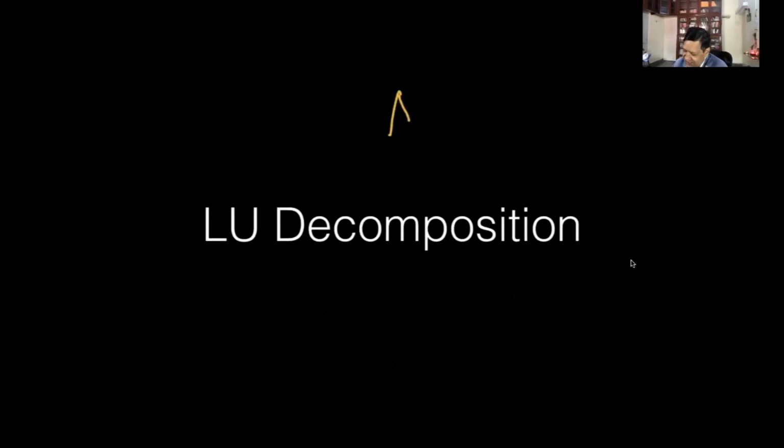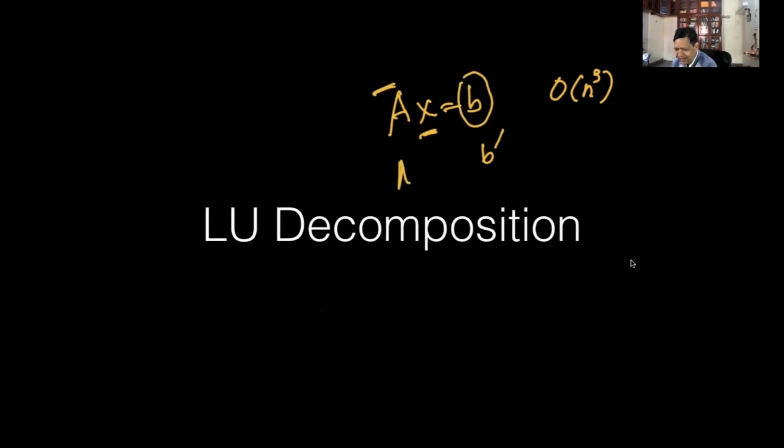We have this matrix equation Ax = B. So I solved for x in order n cubed. Well, maybe after some time, maybe tomorrow, I get another B. A is the same, but I get B prime. Then I can again solve for x, but that will again take order n cubed. So what do I do?